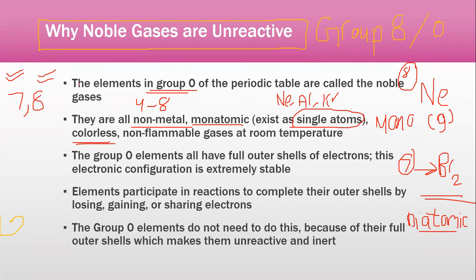ठीक है. Group number 8 जो noble gases हैं, for example, argon, krypton, neon, as I named over here, they are all colorless. They have no color. Also, they are all non-flammable gases at room temperature. इनको flame नहीं लग सकता.